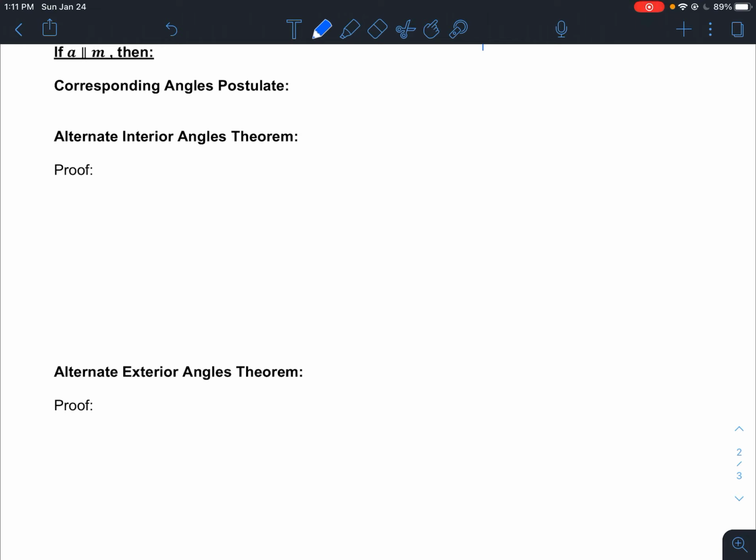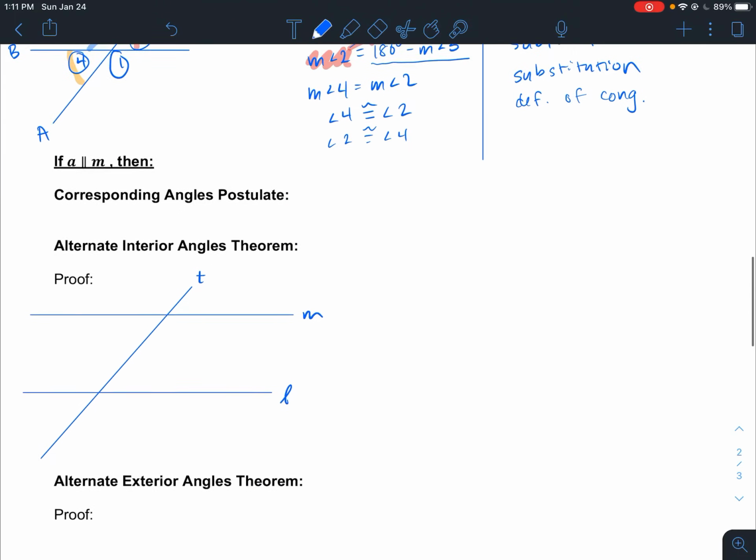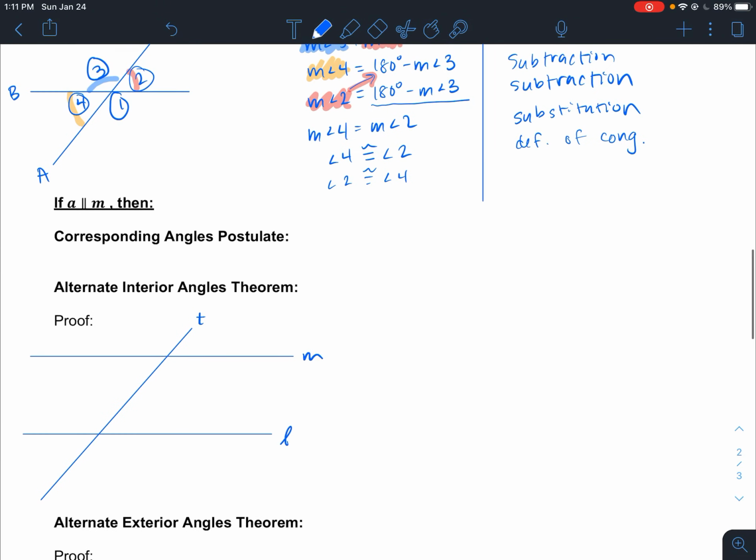So for this postulate right here, first of all, I'm going to draw a diagram like we did before. So here, I'm going to draw my line right here. I'm going to draw two other lines, right there and right there. I'm going to call this line L and this line M, and they're cut by a transversal T. So this is like the diagram up here. Again, I'm going to call this L instead of A, but L and M are parallel lines. So these two are parallel lines and they're cut by a transversal T.